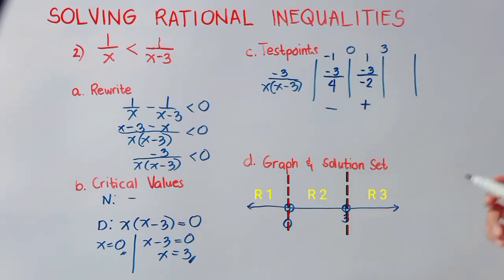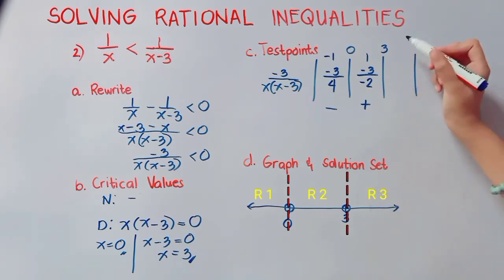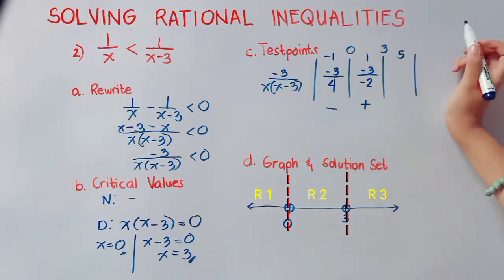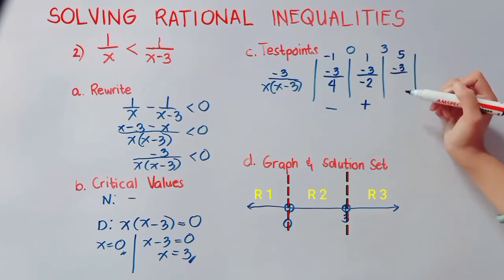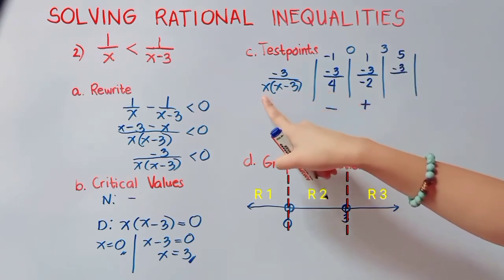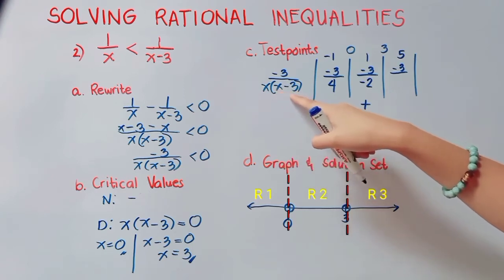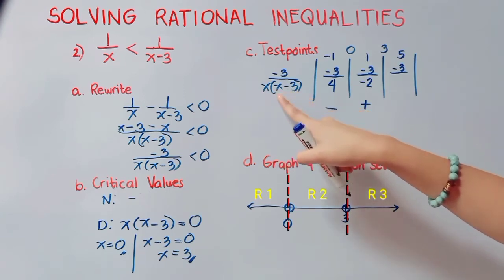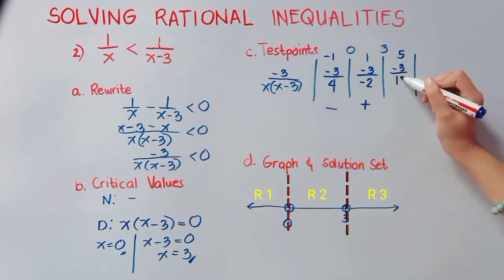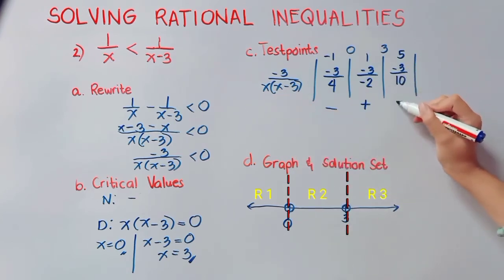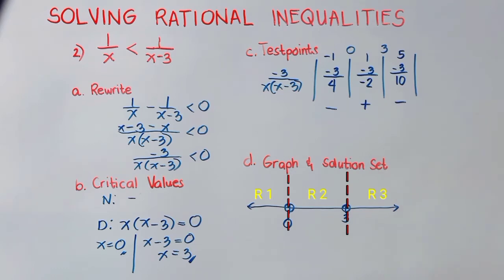Lastly, region 3. So I would like to consider here 5. Now we have here negative 3 all over 5 minus 3 here is 2. So 2 times 5 is 10. Negative divided by positive is negative.